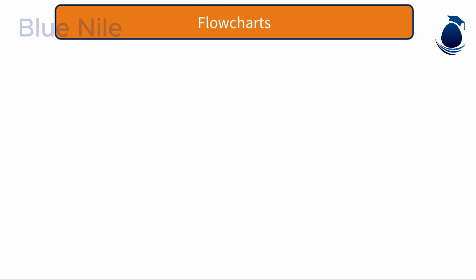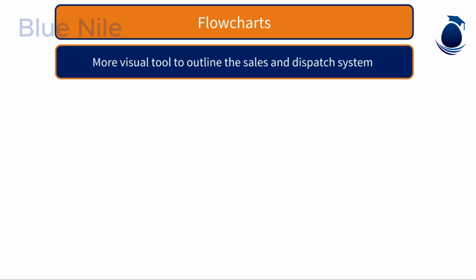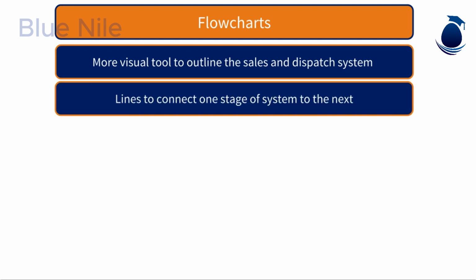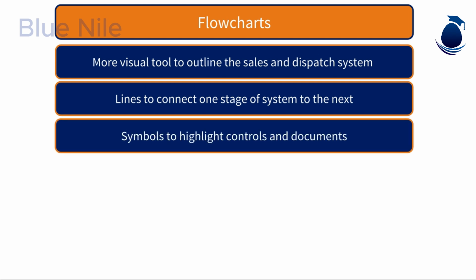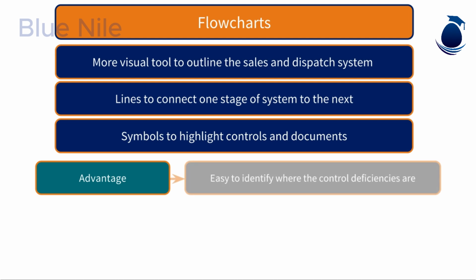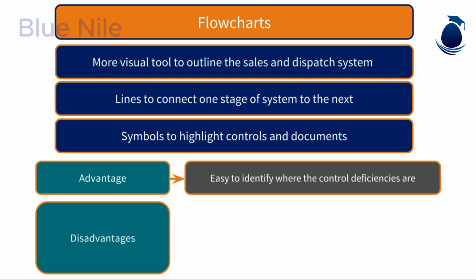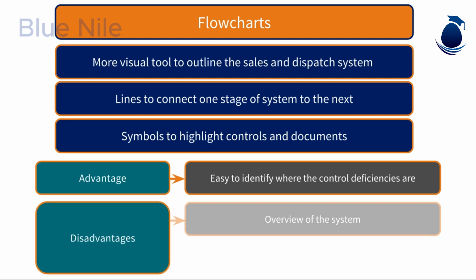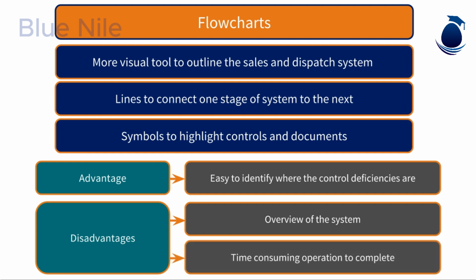Flowcharts. A flowchart is a more visual tool to outline the sales and dispatch system. They would use lines to connect one stage of the system to the next and include symbols to highlight controls and documents. An advantage is, as this is much more visual with standard symbols, it is easy to identify where the control deficiencies are. A disadvantage is that as this is an overview of the system, detailed notes are often still needed, and so this can be a time-consuming operation to complete.